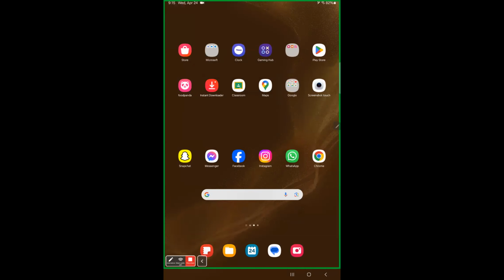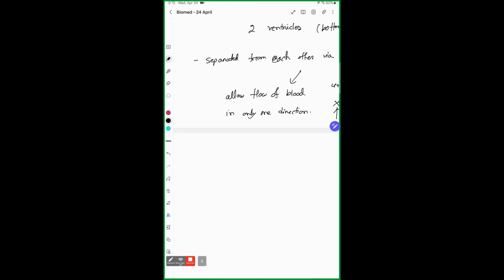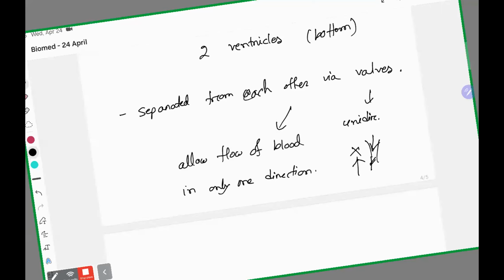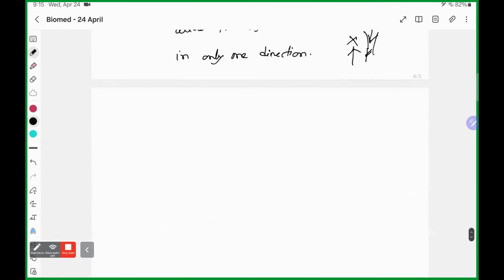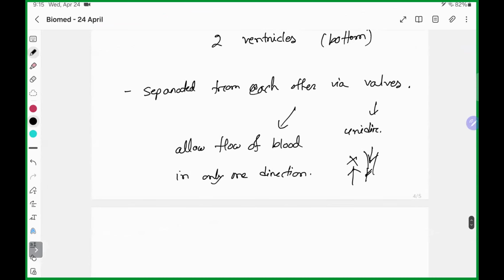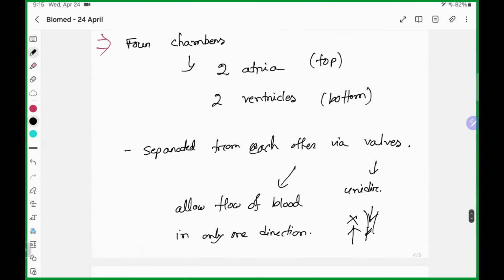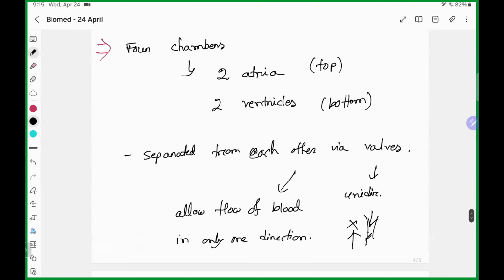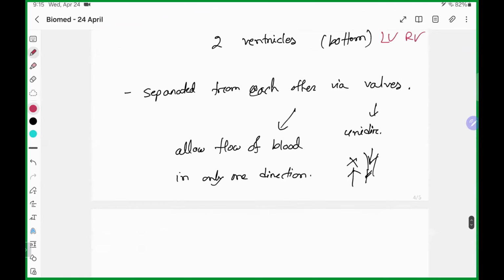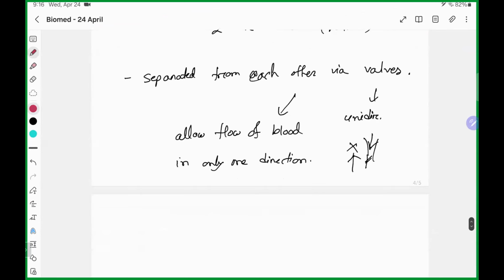Okay, now let's write it. You have 4 chambers, 2 atria and 2 ventricles. The atria are located at the top, the ventricles at the bottom. You name them left atrium, right atrium, left ventricle, right ventricle. They are separated via valves. There are 3 different types of valves. You don't have to memorize the names. They allow the blood to flow in only one direction.